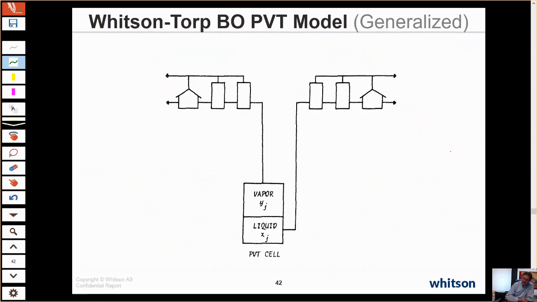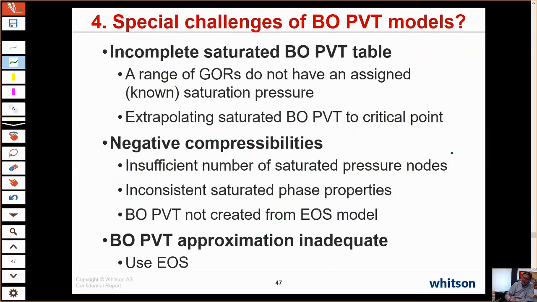Well, I'm not going to draw it, but basically, if you don't have enough, I'll just draw it here. If your curve looks like this on the RS, and you've got your points like this, you're going to get negative compressibilities. You need lots and lots of points to get these derivatives right. Okay? One, insufficient saturated phase properties.